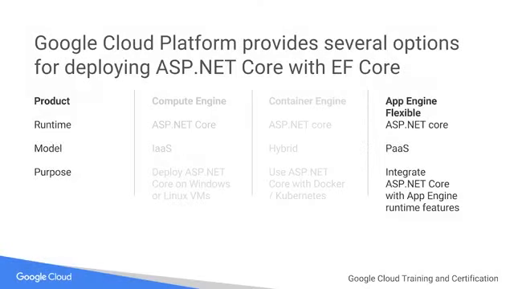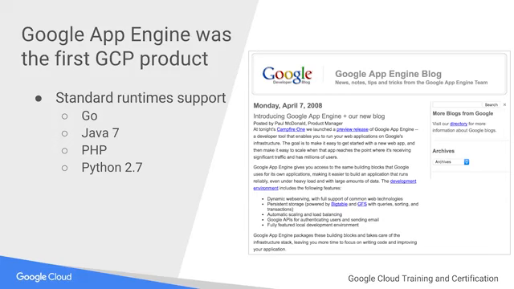In the spectrum of Google Cloud Platform compute products, Google App Engine is the platform as a service product. Google App Engine was Google's first cloud platform product. Starting in 2008, developers could write code and run it securely and scalably on Google's servers.